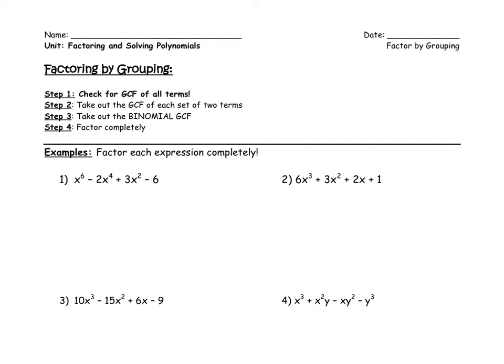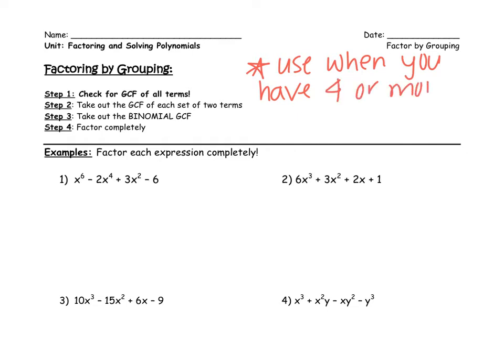Hi everyone. In today's lesson we're going to talk about how to factor by grouping. We usually factor by grouping when we have an expression that has 4 or more terms. So let's write that on top. Use when you have 4 or more terms.